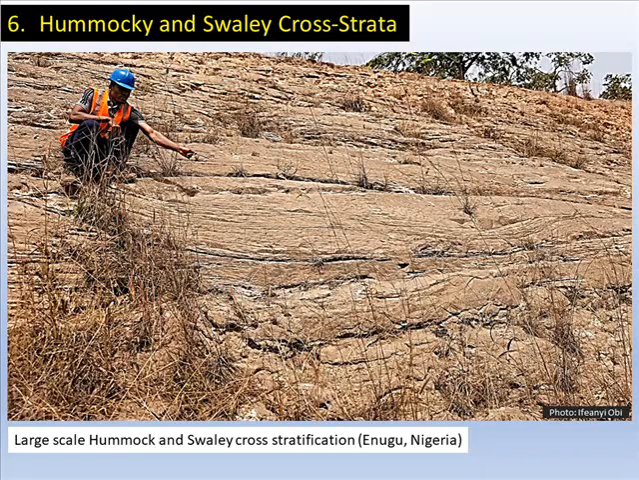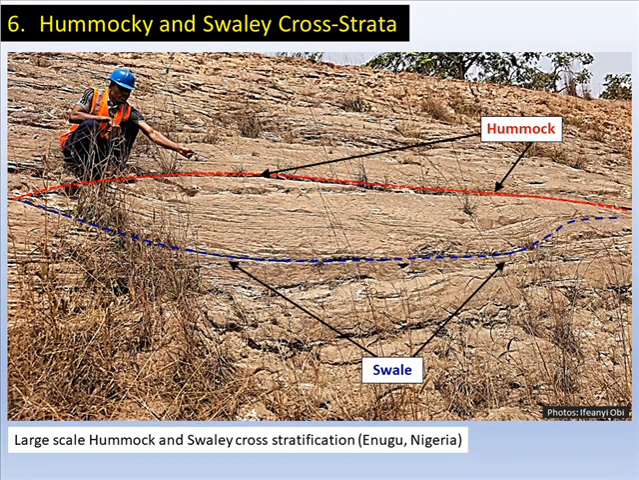Now, this is another example which shows a much larger version of the hummocky and swaley cross-stratification. Again, we see similar representation of the hummock, which is the red surface curved downwards, and the swale, which is curved upwards.